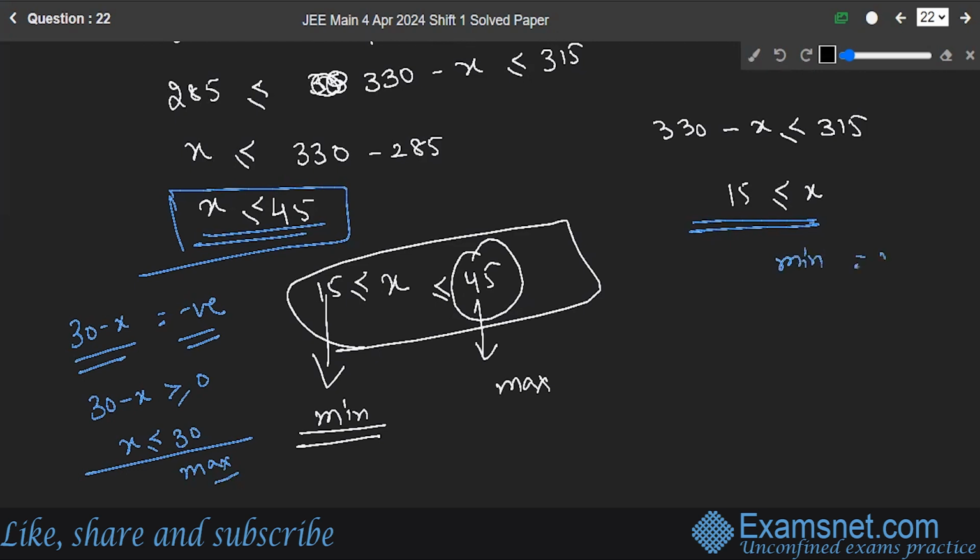And the minimum is said to be m and the maximum was said to be n. That means m plus n is equal to 45. This is the answer to the question. Hope you're clear with this. Let's move to the next question.